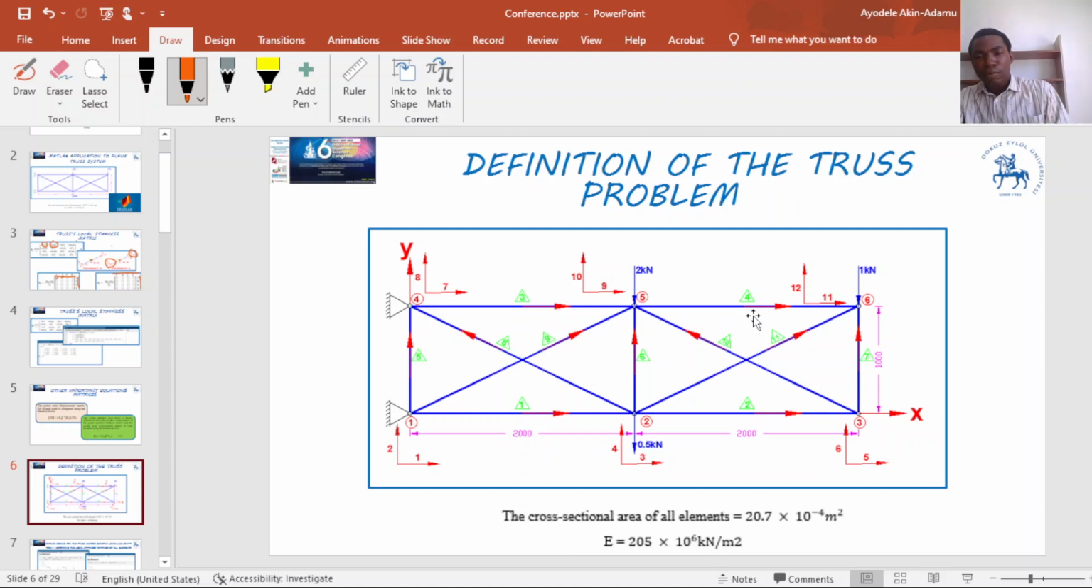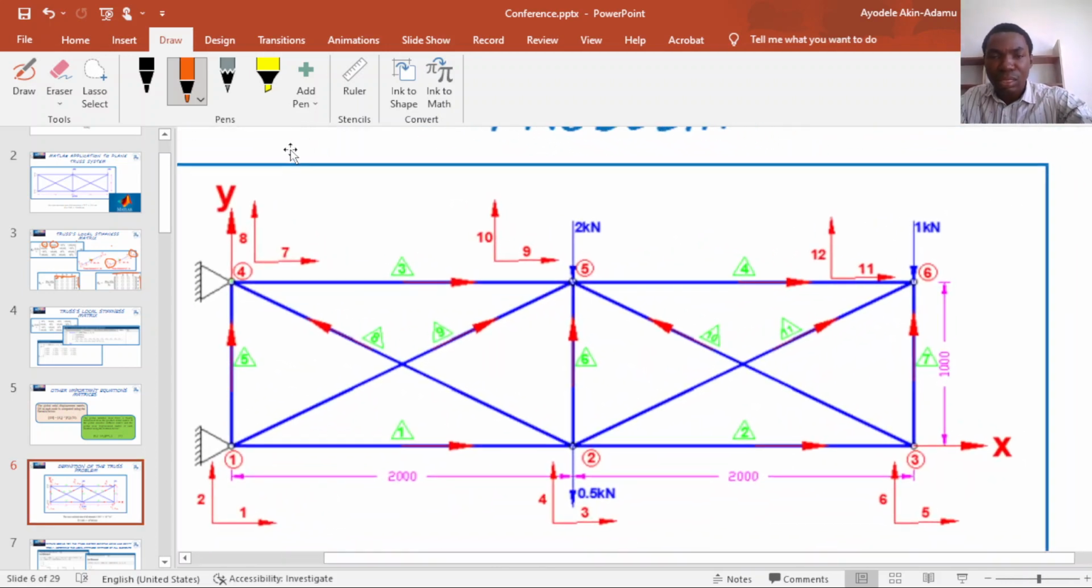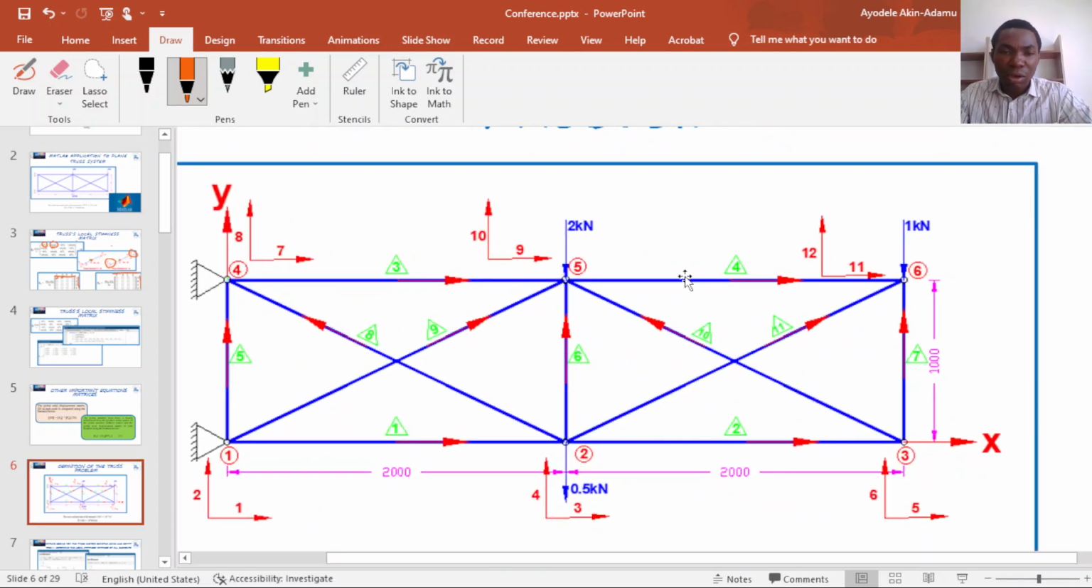So this is our truss problem. To solve this problem, the first thing we need to do is label each truss element. We need to label the nodes of our truss system, and we also need to signify the direction of each truss element. For the labeling of each truss element, I label each element using a green triangle. You can see this on the slide.